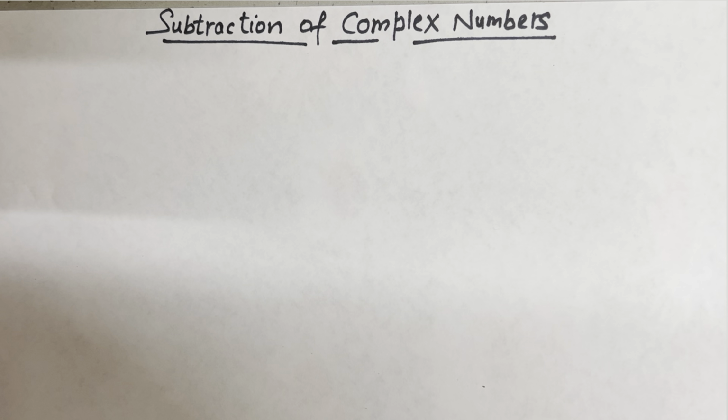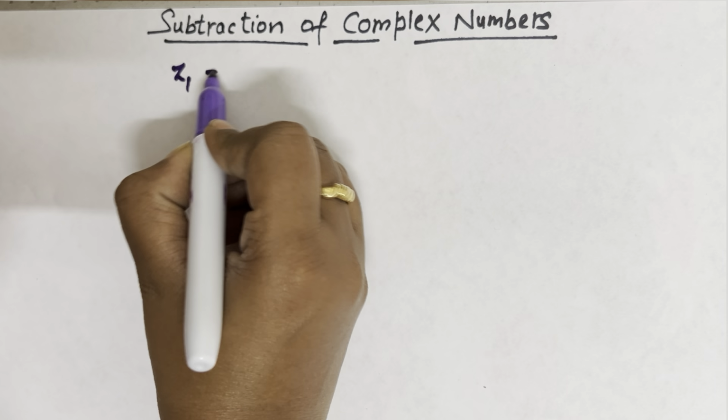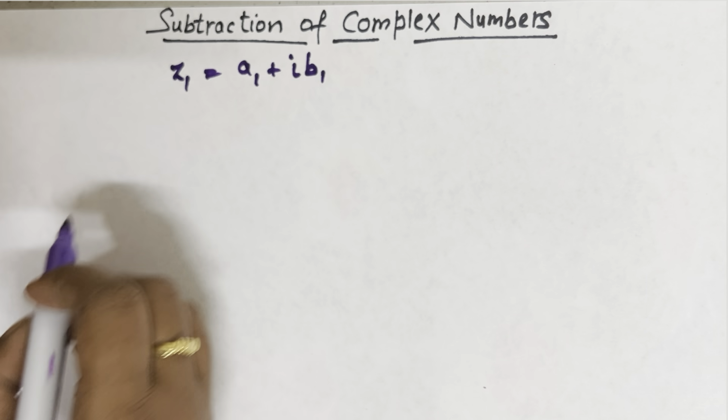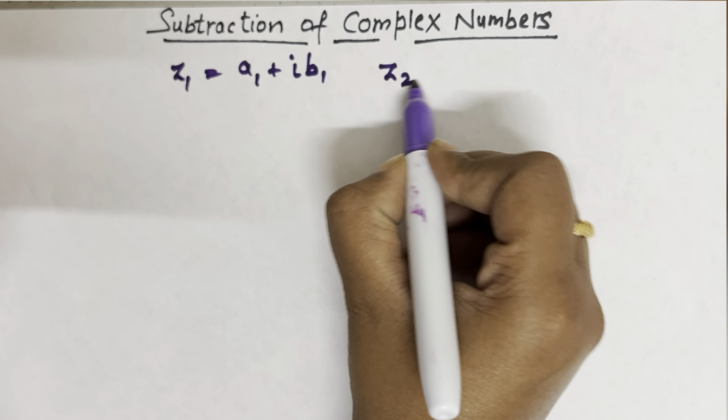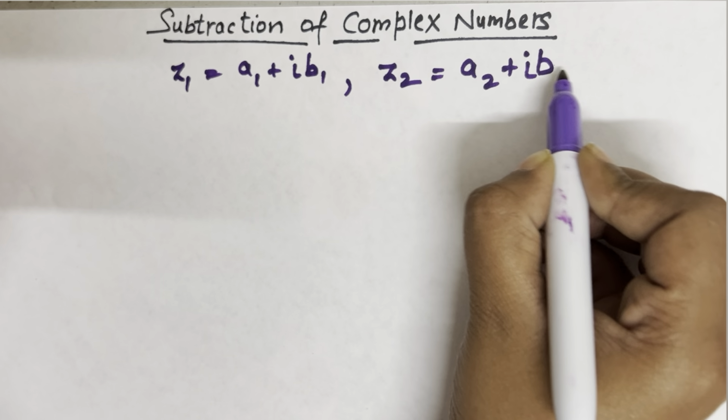So in the previous video we were talking about the addition of complex numbers and also the properties. So now in this particular video we are going to talk about the subtraction of complex numbers. So suppose we have two complex numbers, z1 equals a1 plus iota b1 and z2 equals a2 plus iota b2.